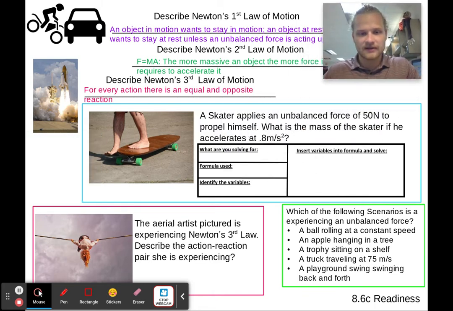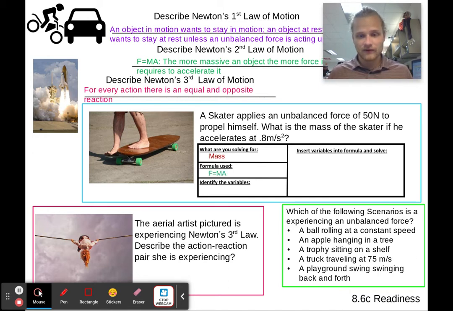Okay, so let's think about some of these. All right, a skater applies an unbalanced force of 50 newtons to propel himself. What is the mass of the skater if he accelerates 0.8 meters per second squared? Okay, so this is a force equals mass times acceleration problem. All right, so what are we solving for? We want the mass. It asks for the mass.